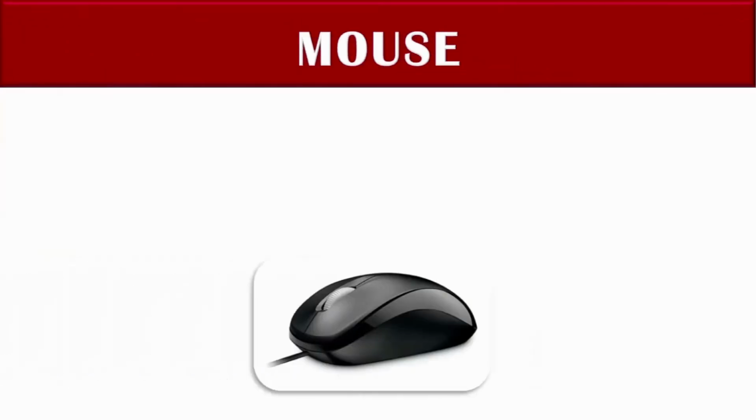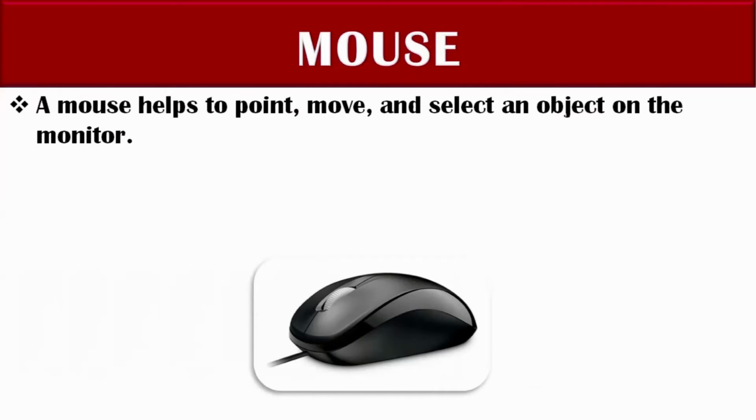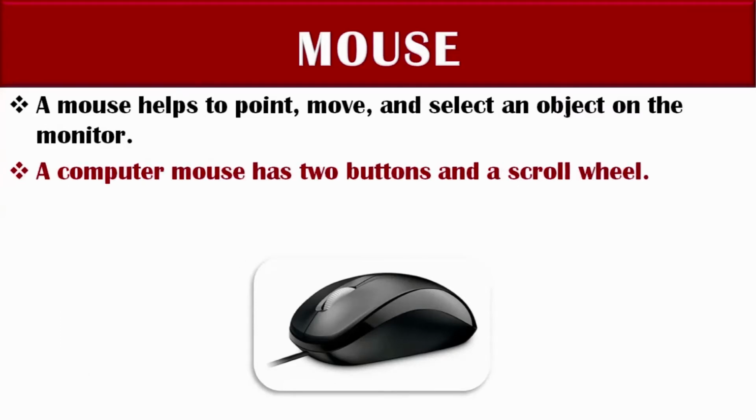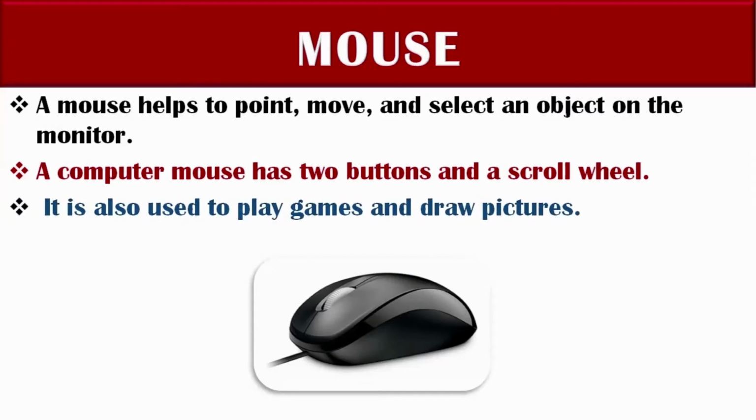Mouse. A mouse helps to point, move and select an object on the monitor. A computer mouse has two buttons and a scroll wheel. It is also used to play games and draw pictures.